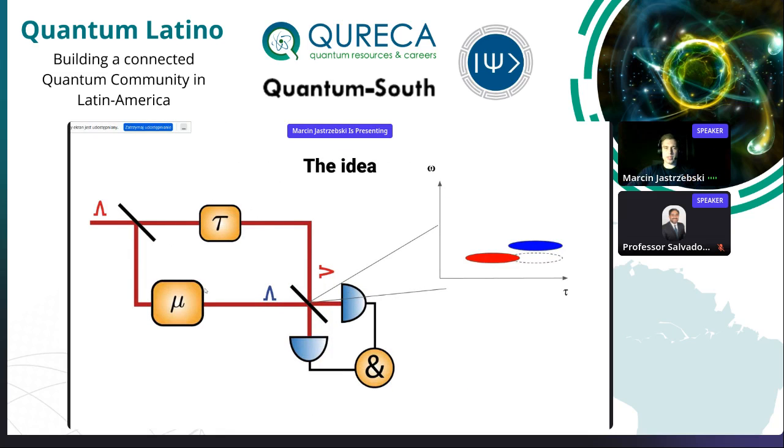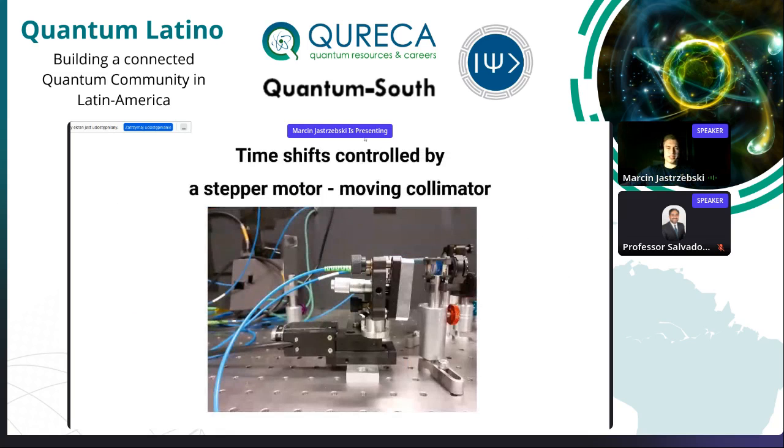And here I wanted to tell you how we generate those shifts both in time and in frequency. So here is how we make the time shifts. This is a stepper motor here that we control from the computer.